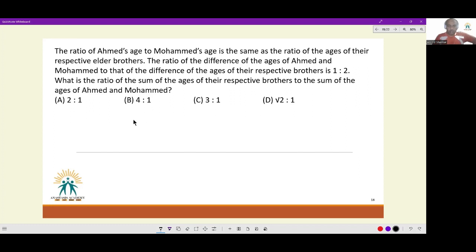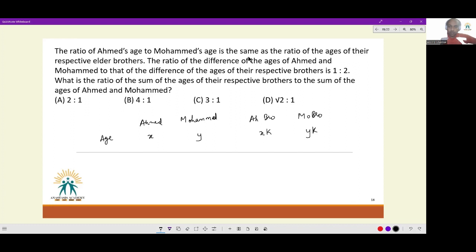Let's say Ahmed and Muhammad. So age. I'm saying let this be X, let this be Y. The ratio of Ahmed's age to Muhammad's age is the same as the ratio of the ages of the respective elder brothers. So Ahmed's brother and Muhammad's brother. Because the ratio is X is to Y, what I will do is I'll put it down as XK and YK. The ratio of the ages is identical now.